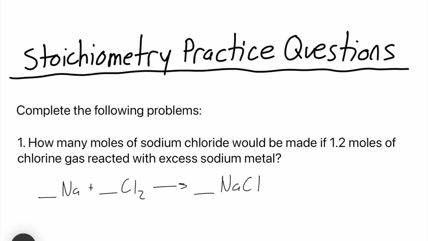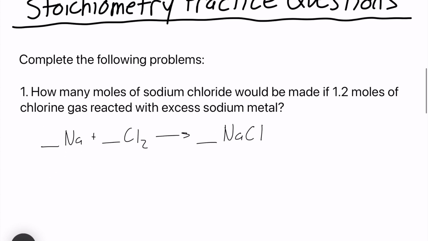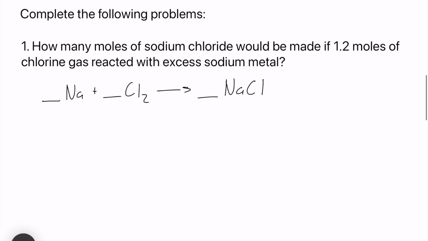So let's jump into question 1. It says, how many moles of sodium chloride would be made if 1.2 moles of chlorine gas reacted with excess sodium metal? So here we have our chemical equation. So let's go ahead and balance this first. It looks like we're going to have a 2 in front of sodium chloride, a 1 in front of chlorine gas, and a 2 in front of sodium.